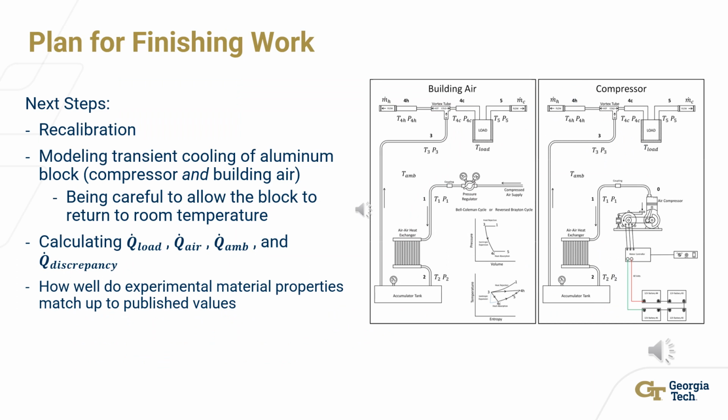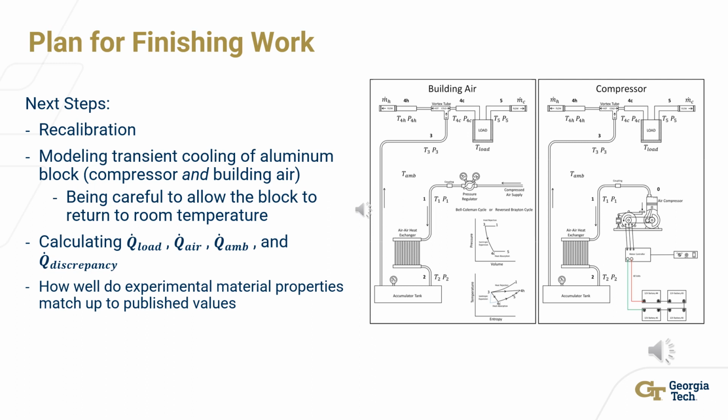Our plans for next week include recalibration, modeling the transient cooling of the aluminum block while it is exposed to both the compressor and the building air, and of course we will be careful to allow the block to return to room temperature. We will then calculate Q.load, Q.air, Q.ambient, and of course Q.discrepancy, and our job is to determine how these experimental material properties match up to published values.